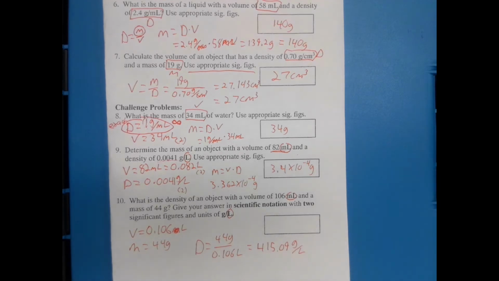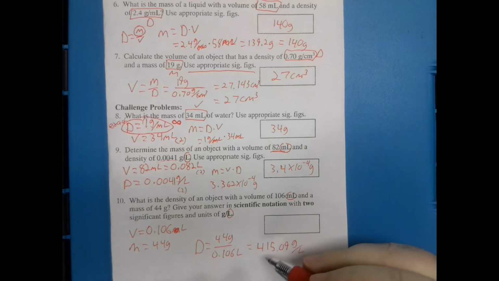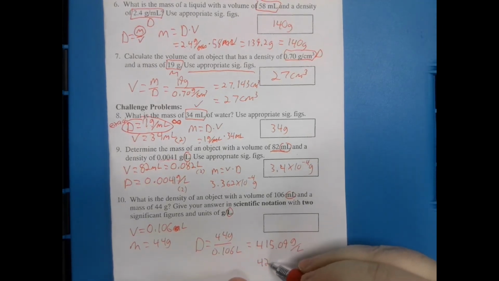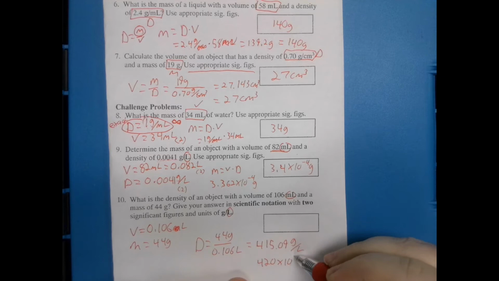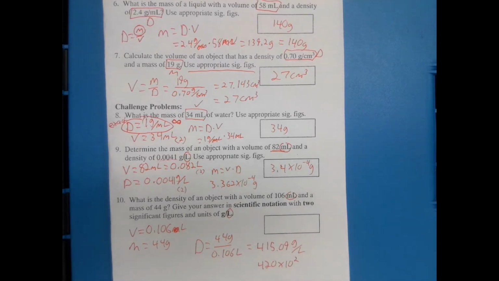Now, I don't know why, but every single person who turned in a problem put 420 times 10 to the 2. What is wrong with this number?